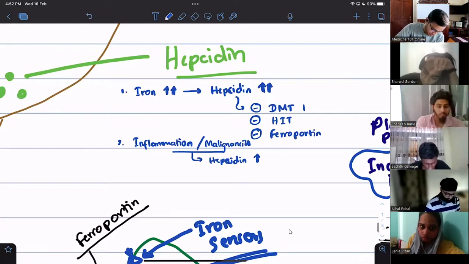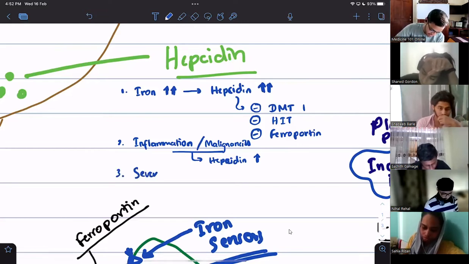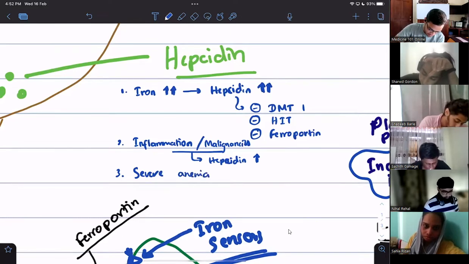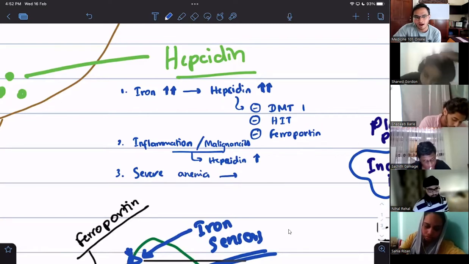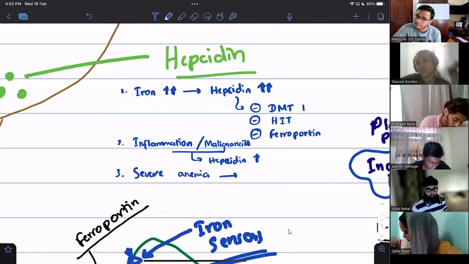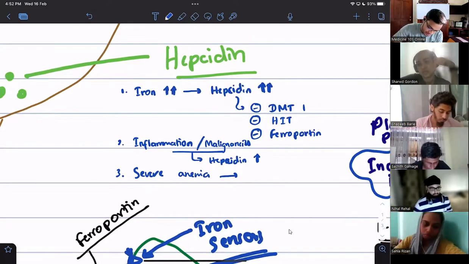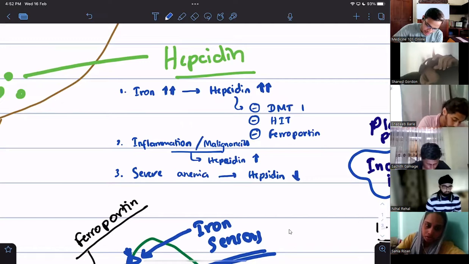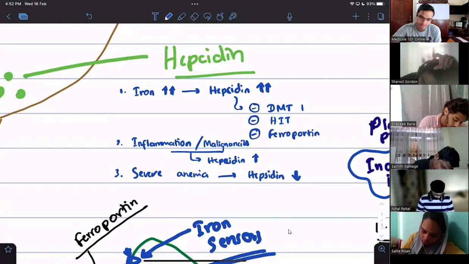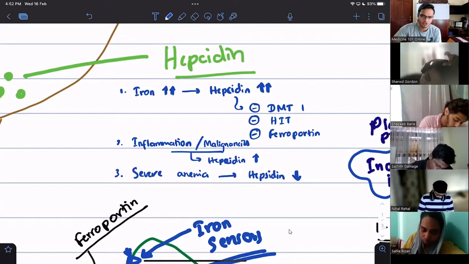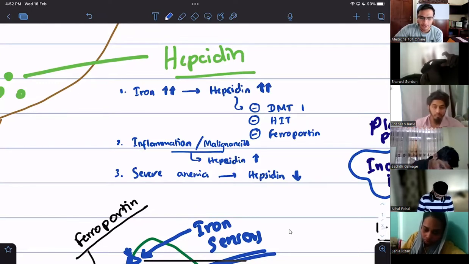Then, what do you think happens in a patient with severe anemia? What do you think happens to hepcidin in a patient with severe anemia? Decreases severely. Hepcidin decreases. Why? Because we don't want to inhibit those channels. Then we want to take as much iron as possible. Now, about this hepcidin, we will discuss again when we come to the treatment part in depth.